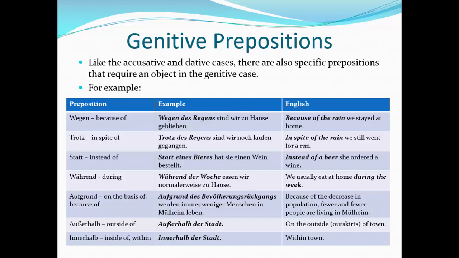Wegen des Regens. Regen is masculine. Trotz des Regens, oder wegen des Regens sind wir zu Hause geblieben. Trotz des Regens sind wir noch laufen gegangen. Statt eines Bieres hat sie einen Wein bestellt. Während der Woche essen wir normalerweise zu Hause. Aufgrund des Bevölkerungsrückgangs werden immer weniger Menschen in Mülheim leben. Then we have außerhalb der Stadt, innerhalb der Stadt.